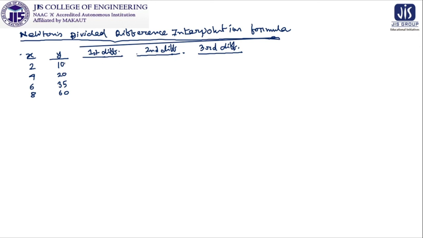So 20 minus 10 by 4 minus 2, that is 10 by 2. The next one will be 15 by 2, and the next one will be 25 by 2. Next, taking 15 by 2 minus 10 by 2 by 6 minus 2, here we are going to get 5 by 8, and here we are going to get 10 by 8, and finally here we are going to get 5 by 48.